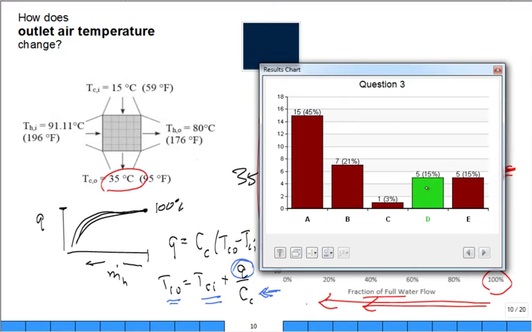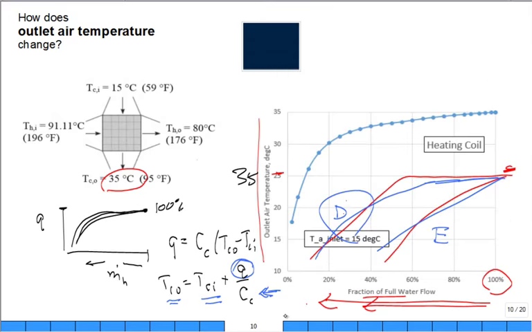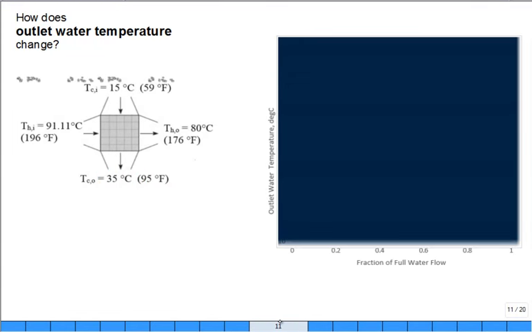So, graded. Isn't D the best? Yes or no? You like A? Okay. Well, you really like this game, don't you?